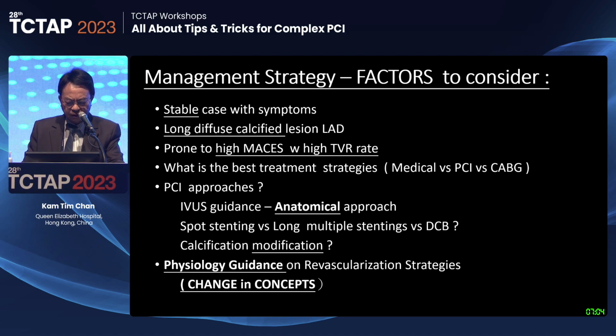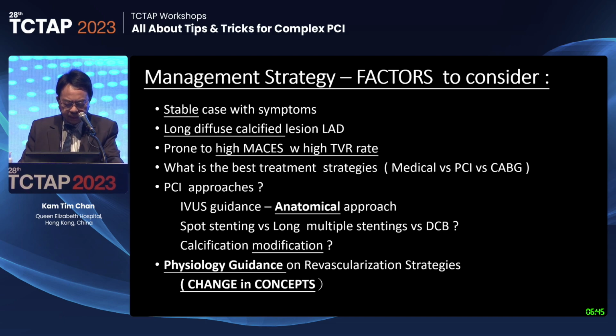We need to consider several factors. The patient is a relatively stable case with symptoms, presenting with a very long diffuse calcified lesion in the LAD. Well, this lesion is prone to high MACE with a high TVR rate. So I need to ask myself, what's the best treatment strategy? Medical, PCI, or even CABG?